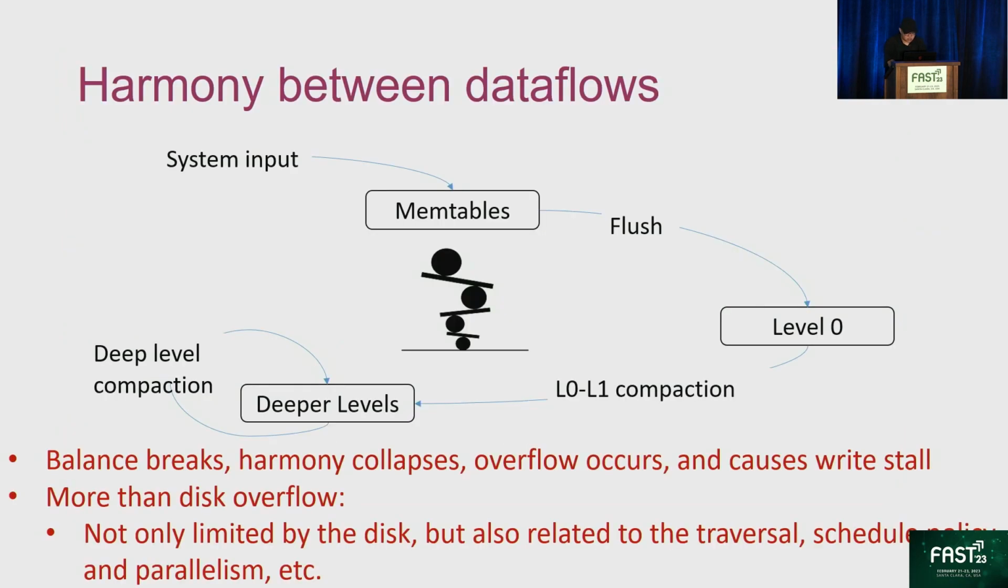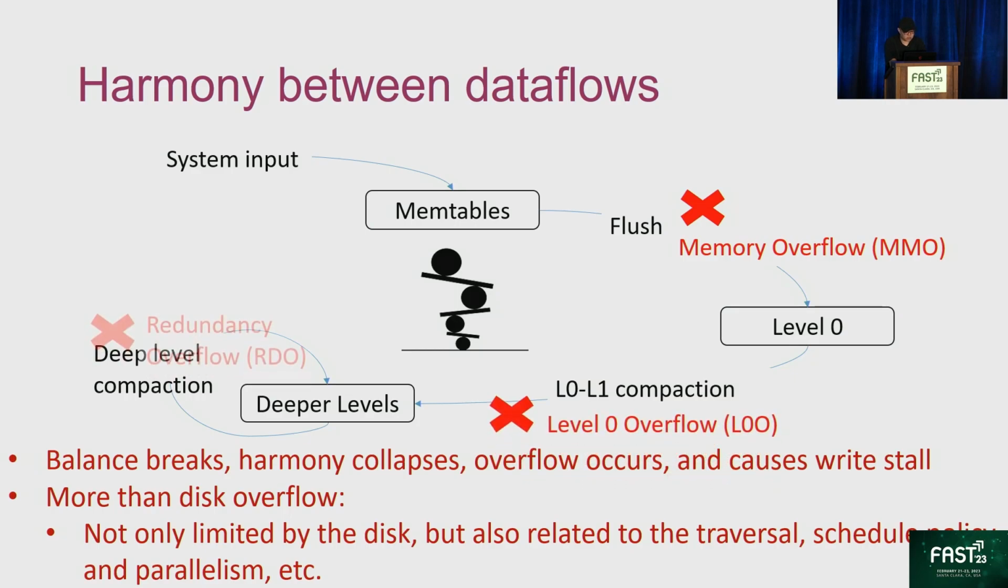In an ideal case, the data flows follow a harmonious manner. However, when the balance gets broken, harmony collapses and write stalls occur. So it's similar to the concept of disk overflow mentioned by many prior studies, which refers to background I/O spikes, and these I/O spikes block the system input. However, data overflow is more than that, as it considers the overall harmony between all components. According to the components, we categorize the data overflow into 3 different types.